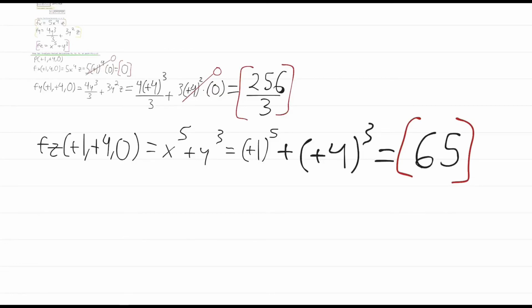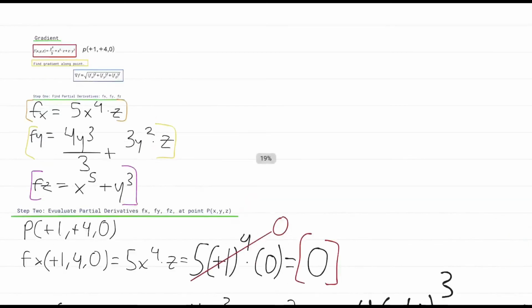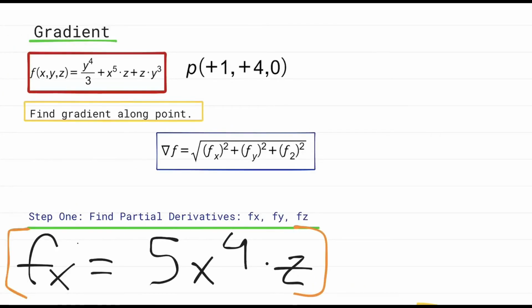Now that we have computed the partial derivatives at x, y, and z for step 3, we're going to plug them into the gradient formula and solve for the gradient. So what's the formula? If you recall from the beginning of the problem, we're asked to find the gradient along the point +1 x, +4 y, 0 z. Keep in mind that the gradient formula is what's highlighted inside the blue rectangle, which would be partial x squared plus partial y squared plus partial z squared. Since we already evaluated, partial x is a scalar, partial y is a scalar, and partial z is a scalar. So now we're simply going to plug it into the formula.